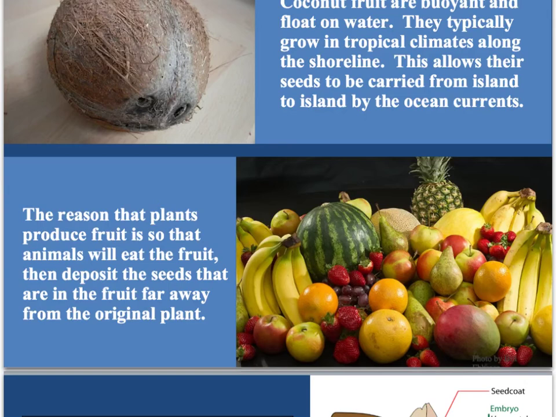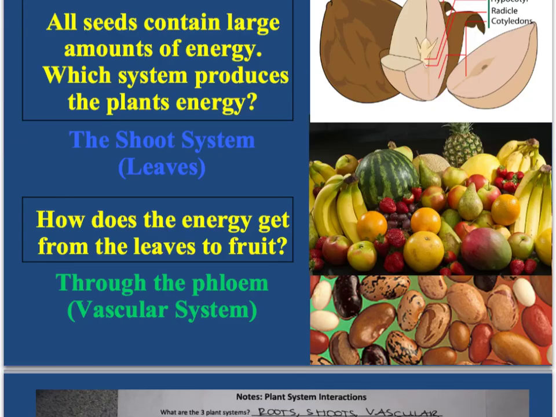And then we have coconuts that are buoyant, which means that they can float, and they typically grow in tropical climates along the shoreline and allow their seeds to be carried from island to island by the ocean currents. And last but not least, there are some seeds that animals will eat and then deposit away when they digest their food. And those are all going to be colorful and tasty.